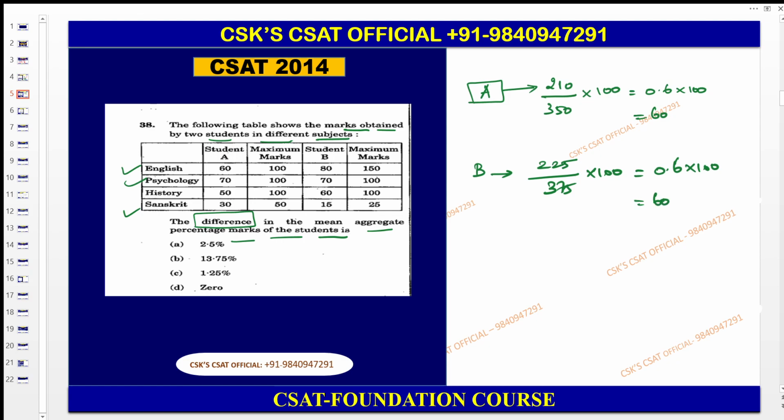They're asking you the difference. So what is the difference here? 60 minus 60, which is equal to 0. The option here is D. Able to understand? Okay, fine. Let us move on with the next.